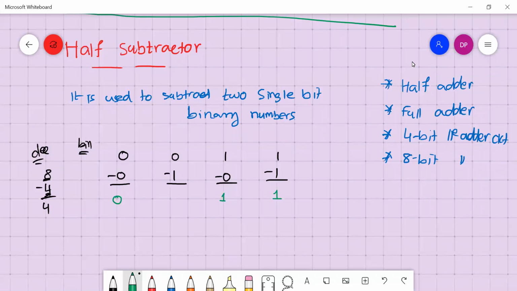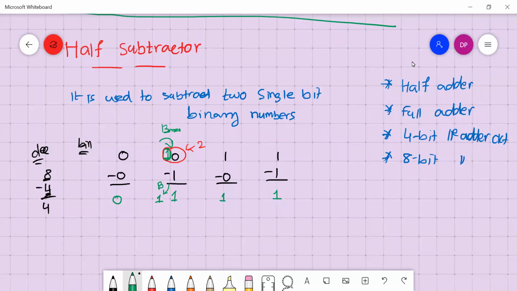So what we have to do is borrow. We have to borrow a 1, right? If you borrow a 1, it becomes 10, and 10 in binary is equivalent to 2, isn't it? So 2 minus 1 is 1. So the difference is 1, but we have borrowed 1, isn't it? So it produces two things. This is the borrow.